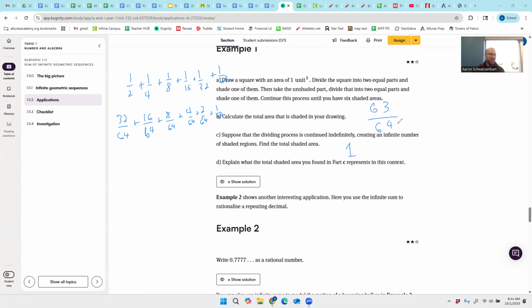Well, it's always going to be less than one. If it's a finite amount, it's 1 minus 1 over 2 to the number of terms. That makes sense. If it's not a finite amount, if it's infinite, it's just going to converge to 1. What does it mean? Eventually, you're practically shading the entire thing.